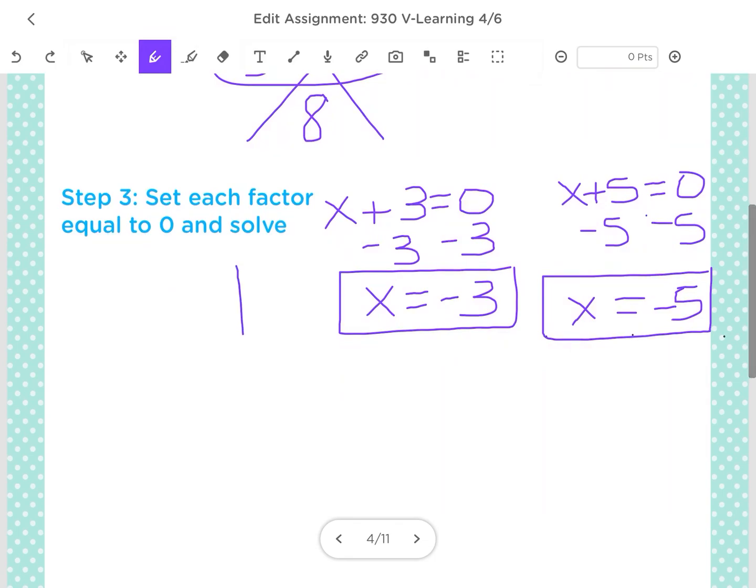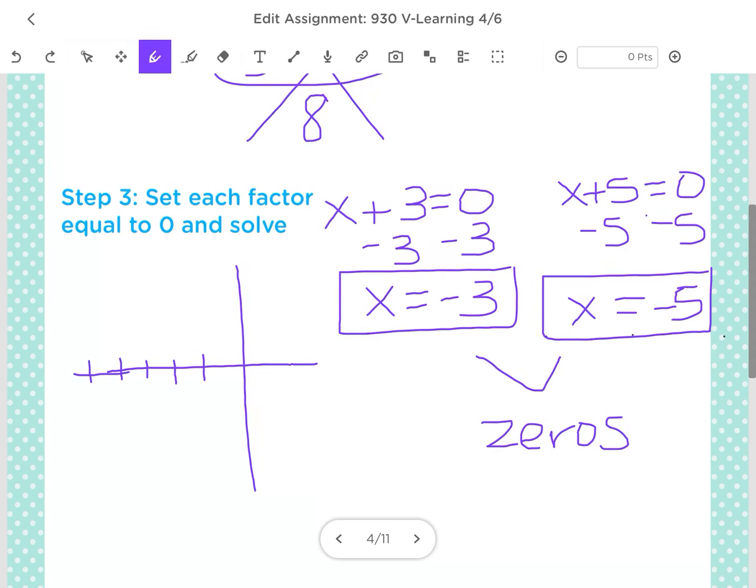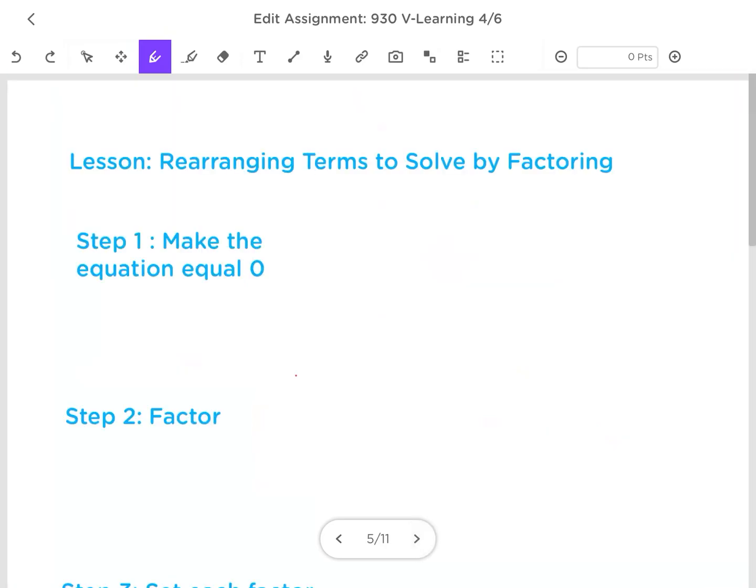So now to relate that back to what we were doing with graphing, since these are solutions, these will also be the zeros. The reason they're called zeros is because that's when the equation equals 0. So if we were to graph our quadratic, one of the points on the parabola would be here, one of the points on the parabola would be there, and that's where the solutions come from.